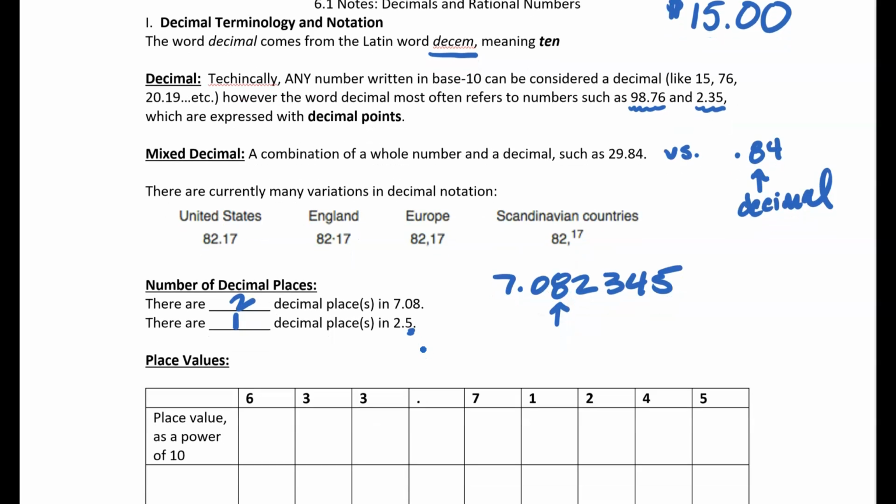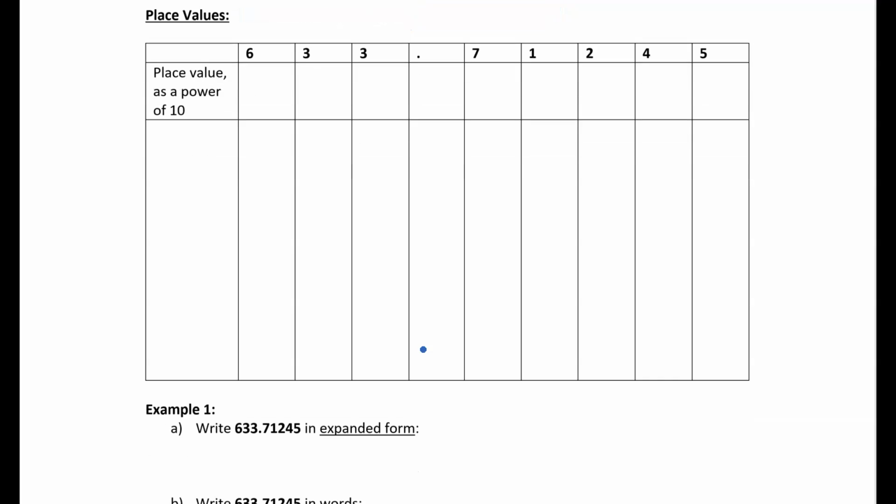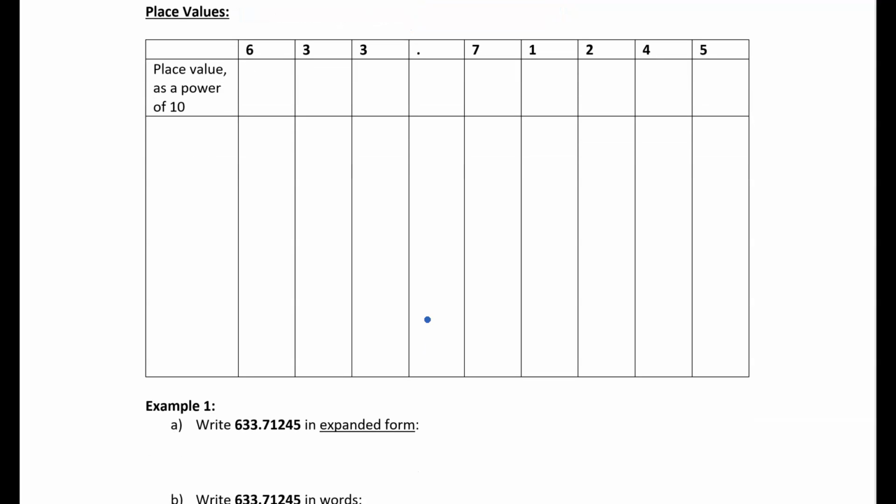So let's go ahead, and I want you to fill out this chart. This would be a great place to pause the video and try this on your own. See if you can remember the name of all of these place values. You've got this number up here, 633.71245. I'm going to go ahead and fill them out. I'm going to start with the easiest one for most people, which is this 3 here, and this would be the ones place. Then we have the tens place, and then the hundreds place.